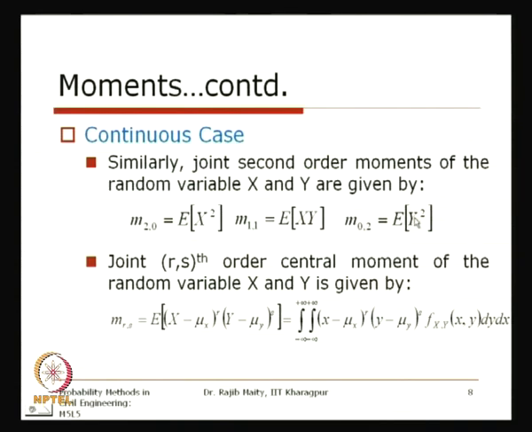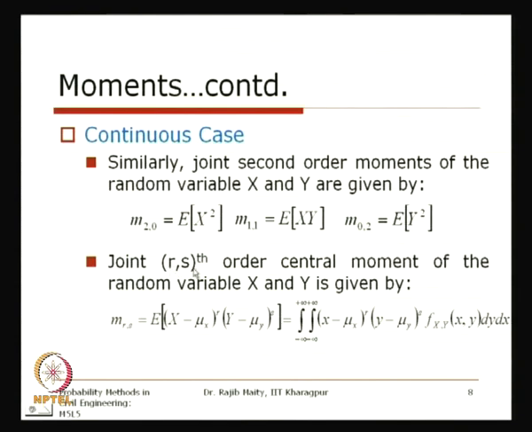Now, the joint central moment of the random variables x and y. When we talk about the central moment of the random variables x and y, we are taking the moments with respect to their respective means. The respective mean for x is mu x and for y it is mu y. So, we are basically shifting the origin to the coordinate (mu x, mu y), and with respect to that point we take the moment.